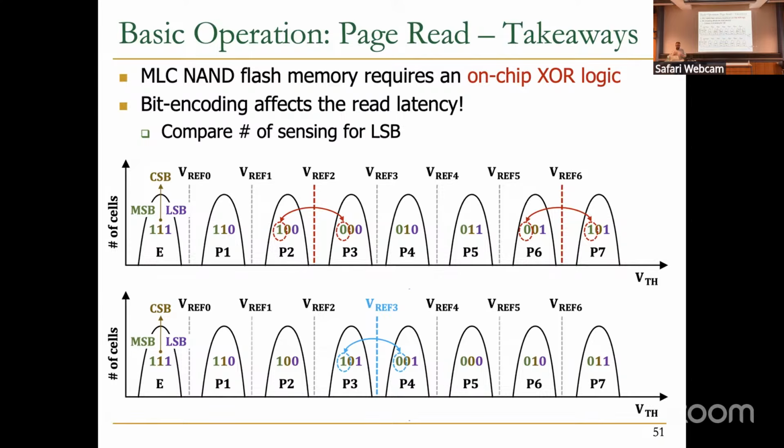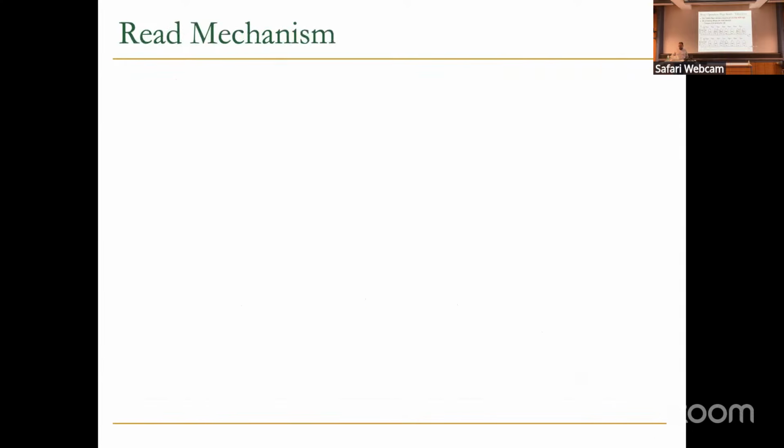How frequently you need to move between these states would also affect energy. The energy that you need to spend to go from the erase state to P7 is much more compared to going from erase to P1, right? Which in the end, depending on your data pattern, might also affect energy consumption for you. Okay.